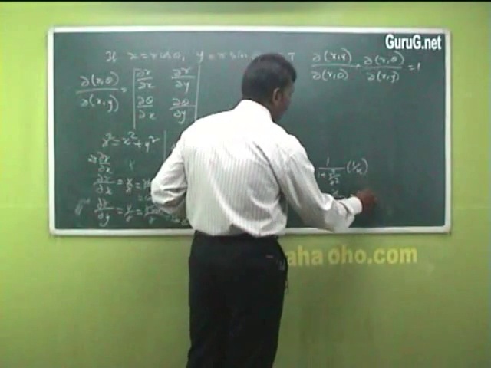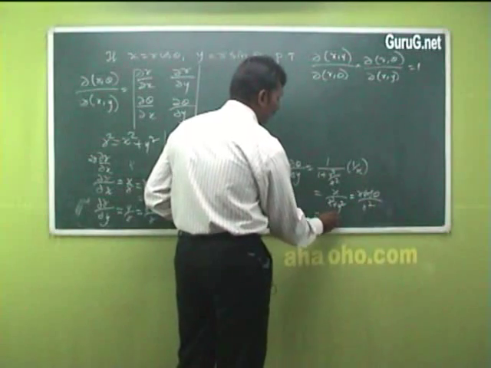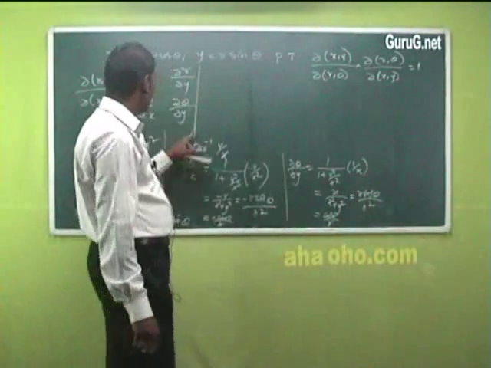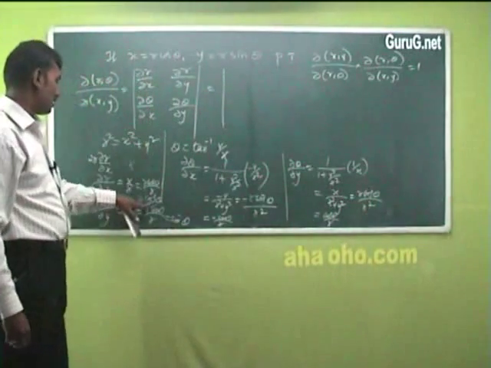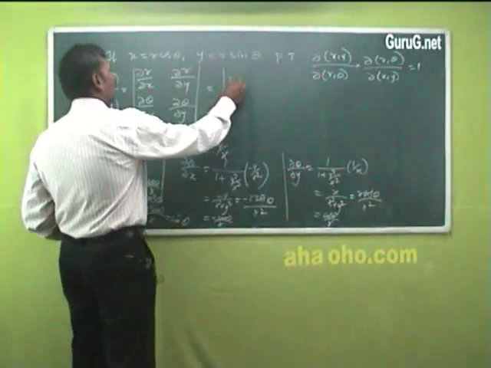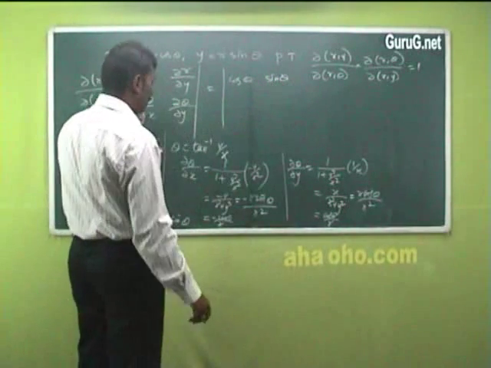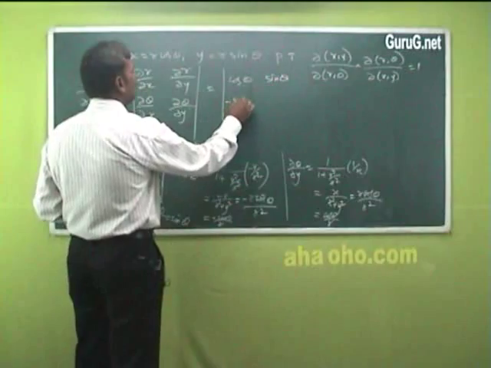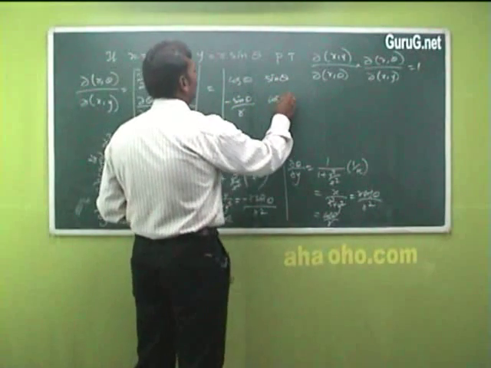So x equal to r cos theta, and this is r squared. So cos theta by r. Now you substitute in this expression. So dou r by dou x is cos theta, dou r by dou y is sin theta, then dou theta by dou x is minus sin theta by r, and dou theta by dou y is cos theta by r.